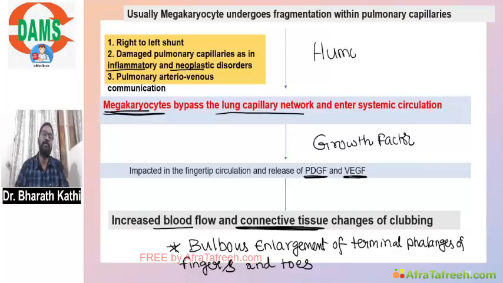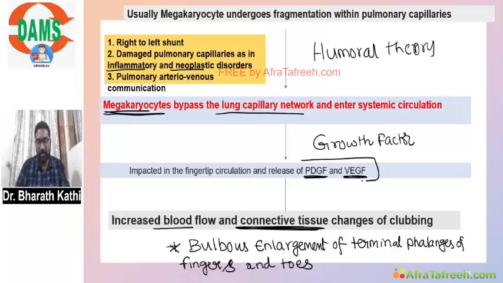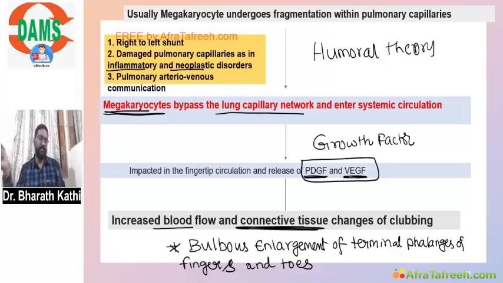In the humoral theory, what are the names that you should at least know? Platelet derived growth factor and vascular epidermal growth factor. So this is the most simplified version of the humoral theory. If you go through any book, the ultimate bottom line is megakaryocytes reaching the peripheral circulation, producing growth factors, resulting in excess growth of soft tissue within the terminal phalanges of fingers and toes, which results in clubbing.